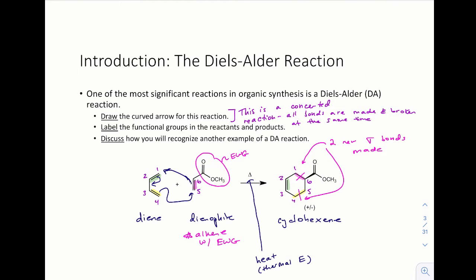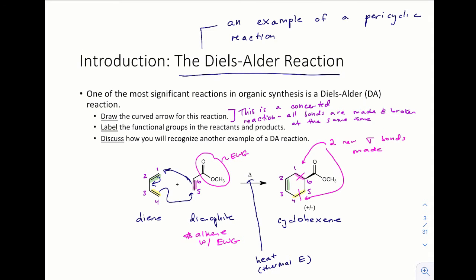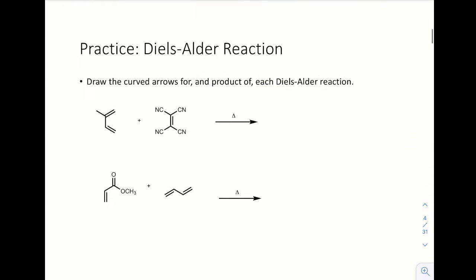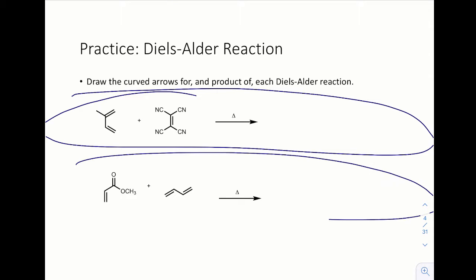Let's take one more look at this concerted transition state, this concerted mechanism for the Diels-Alder reaction. We can see the electrons are moving in a circle. So the Diels-Alder reaction is an example of a pericyclic reaction. In pericyclic reactions, electrons flow in a ring or in a circle. Now that we know that diene plus dienophile gives a cyclohexene, when we know the curved arrows for this transformation, let us try our hand at it. So pause, draw the curved arrows for and the products of each of these Diels-Alder reactions. Give it a shot.